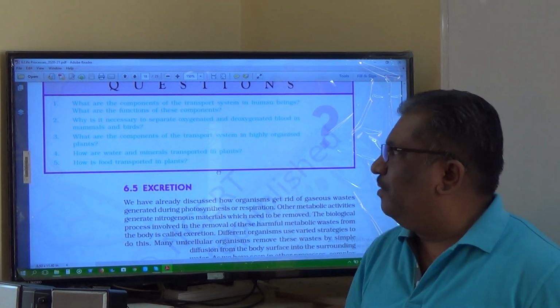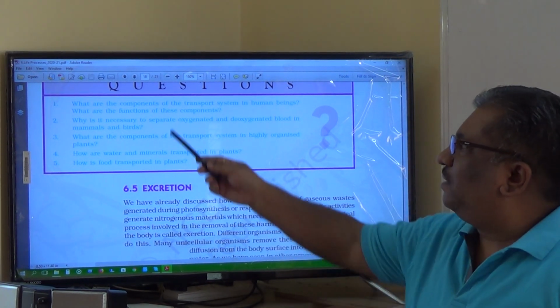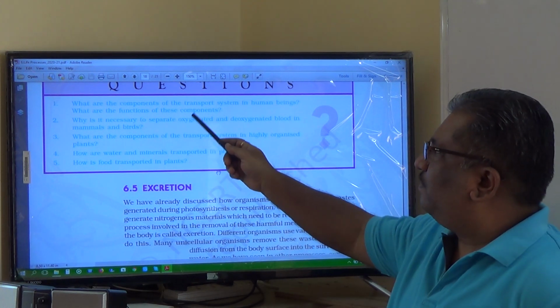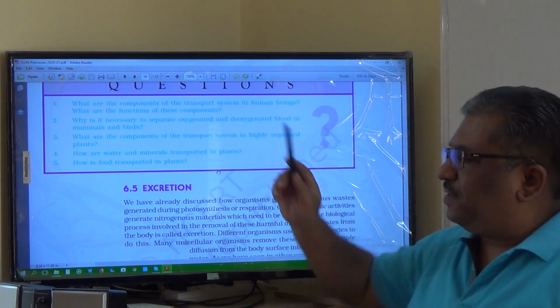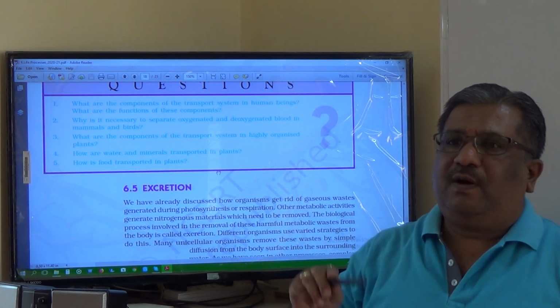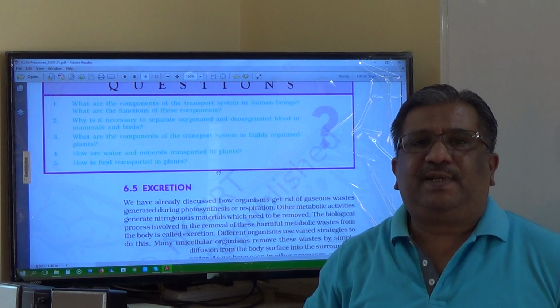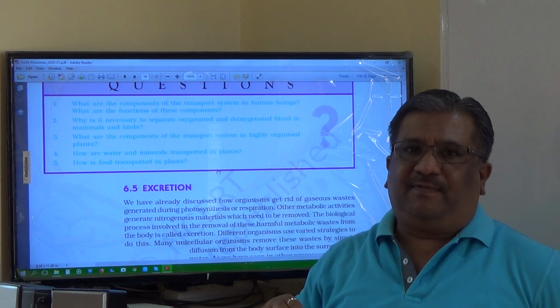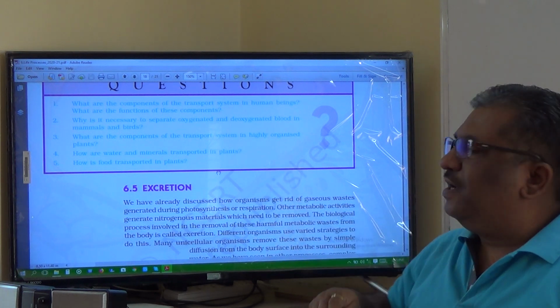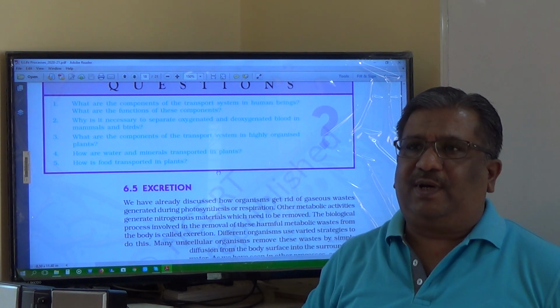We'll take up a few more questions here. What are the components of the transport system in human beings? What are the functions of these components? Transport system refers to the circulatory system. So heart, blood vessels, and blood itself. These are the three components of the transport system in human beings, isn't it? Which are the components of the circulatory system also.